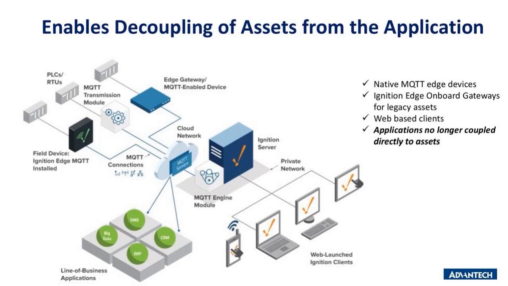One way we do that with things like Ignition and open architecture solutions is we're using native MQTT edge devices, or we're using Ignition Edge onboard gateways to connect into legacy assets. And then again, the clients are web-based. So basically we have all the edge devices and gateways reporting into an infrastructure, and then the clients and the applications coupled into that infrastructure as well. That allows us a lot of flexibility to change and add to a design without having to rip out everything and start over every time.